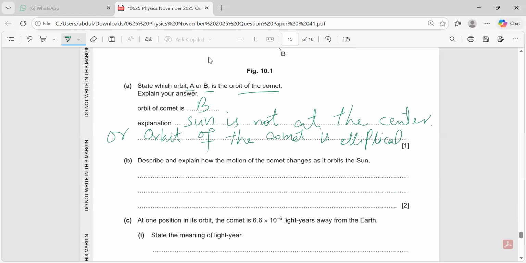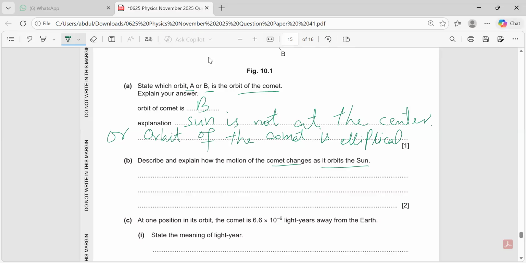Describe and explain how the motion of the comet changes as it orbits the sun. It becomes faster when it gets closer to the sun, so its kinetic energy increases and potential energy, what? That decreases. So we can write simply these 2 points.